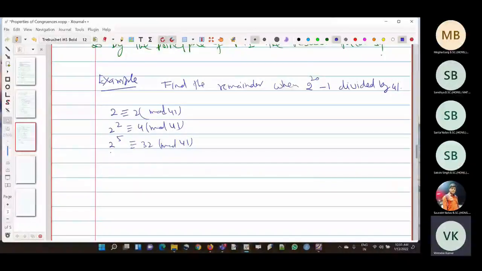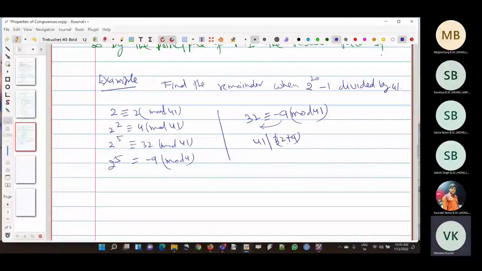So from here, it is 32. This 32 we can write as 2 to the power 5, and we can write this as minus 9 modulo 41. You know that 32 is congruent to minus 9 modulo 41. You know why? Because 41 divides 32 plus 9, that is 41. This is true.